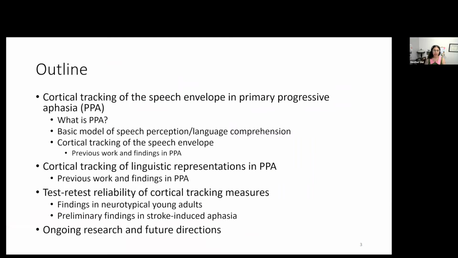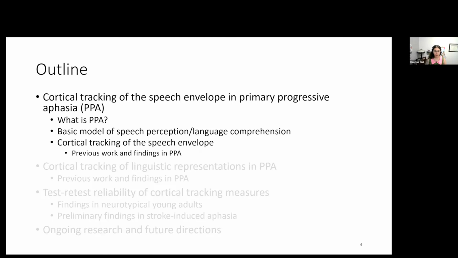I'll jump right in. I'm going to talk today about speech perception and language comprehension in aphasia and how we are using computational modeling to assess these different processes. I'm going to start by talking about processing of the speech envelope in PPA. I will move on to talking about processing of linguistic representations, and then a couple more methodological things on the reliability of our methods before getting into the ongoing research and future directions.